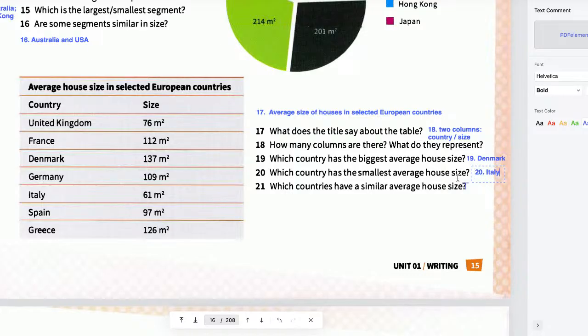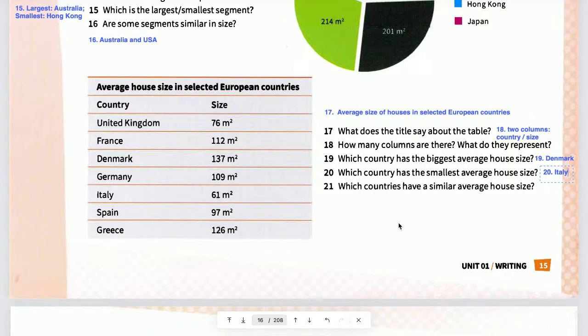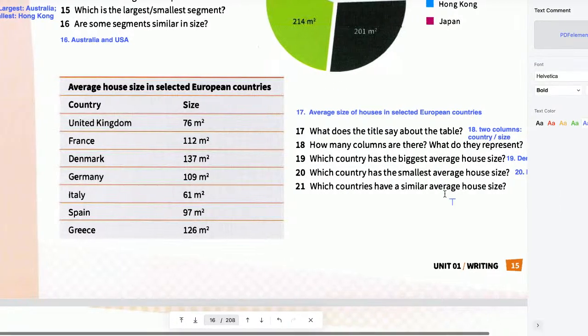Okay. Now 21. Which countries have a similar average house size? Germany and France. Yeah, France and Germany, right? So we have France, 112 square meters, and Germany has the average house size of 109 square meters. So France and Germany. That's the answer for number 21.